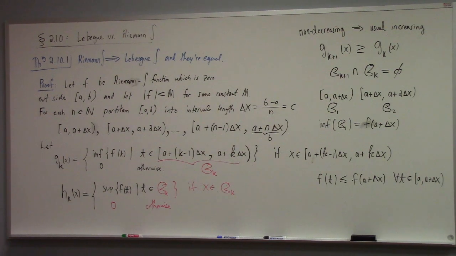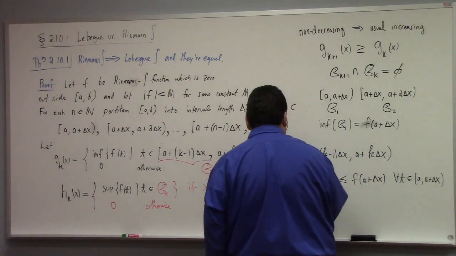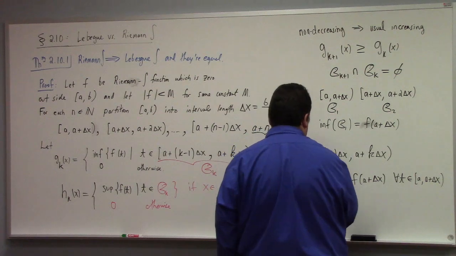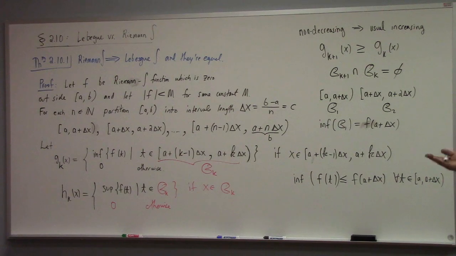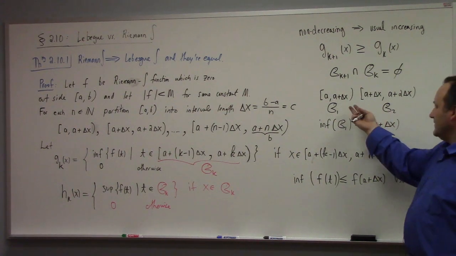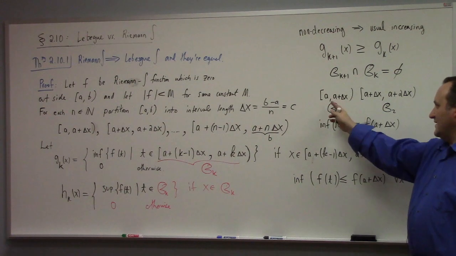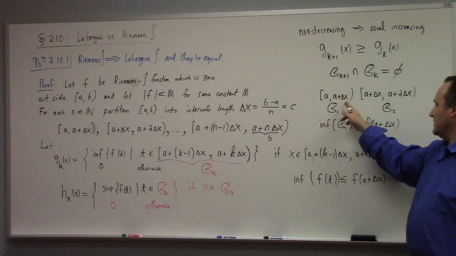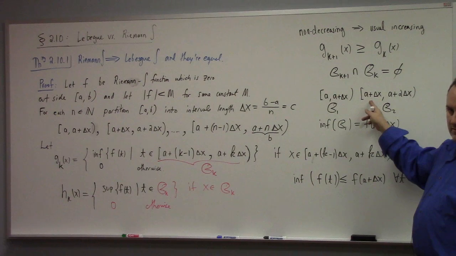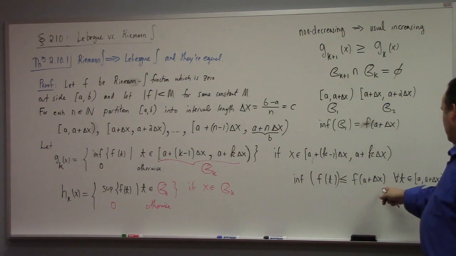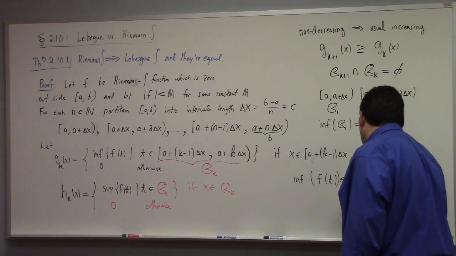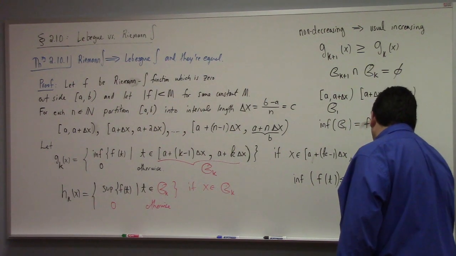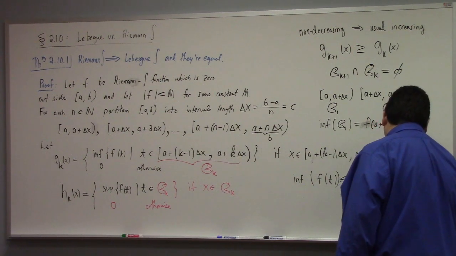Because, well, not f of t, but the infimum of that has to be less than that. Oh, yeah, okay. So that means that this is smaller than that, and then this is smaller than the infimum of f of s, let's say, for all s in the subinterval.